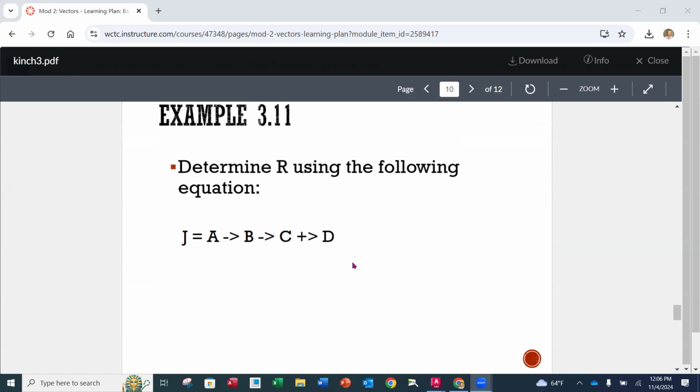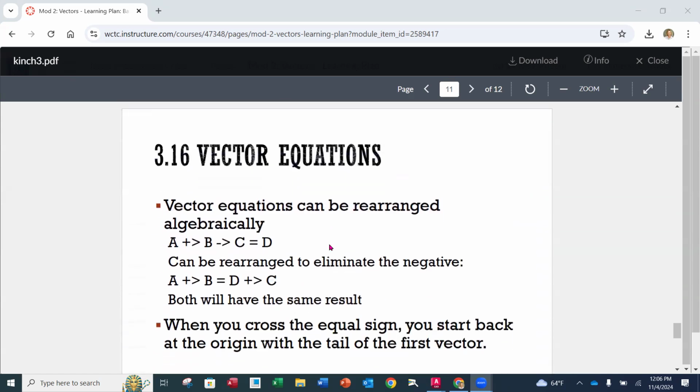Now we're ready to move on to our next section, which is going to be section 316, and we're going to look at vector equations. Vector equations can be rearranged algebraically, meaning when we have our equal sign identified, an equation is always going to have an equal sign and it's going to have two sides.